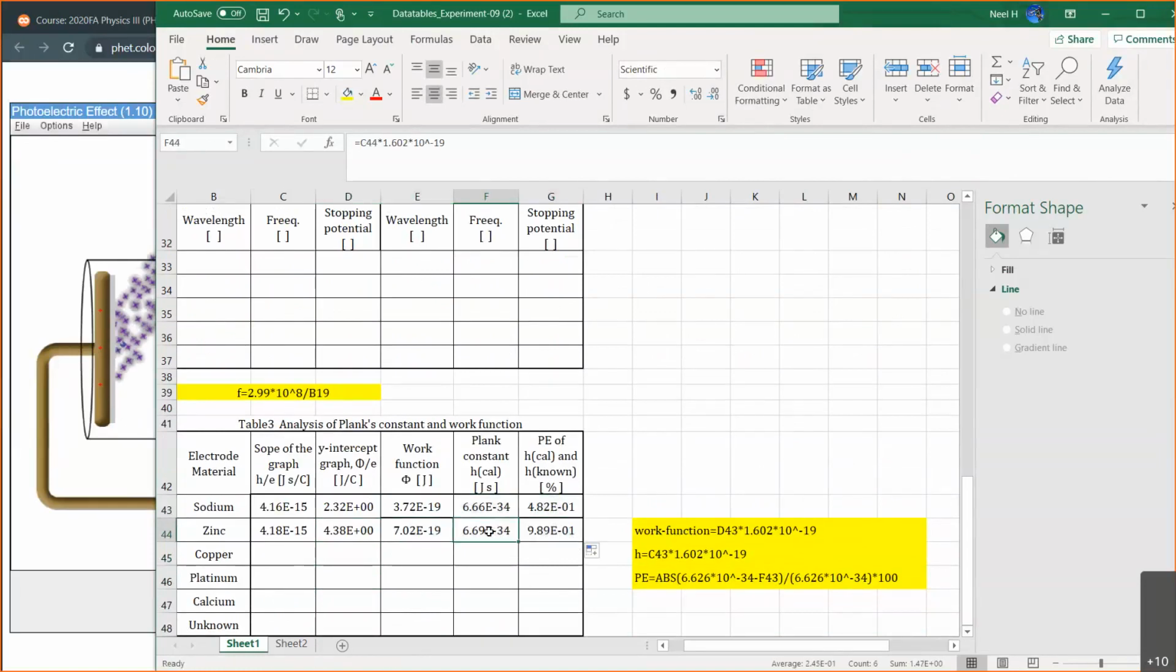One thing to keep looking at is the h, the Planck constant. So it's still good, a very nice value, close to the expected number, and the percentage error is less than 1, okay. So that part is simple.